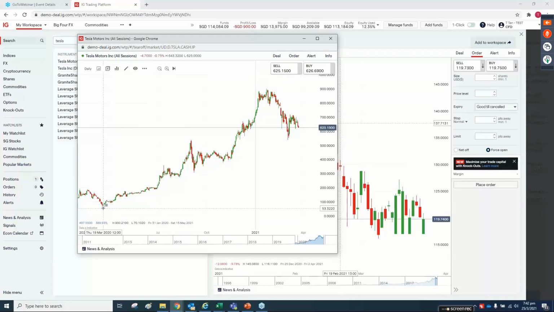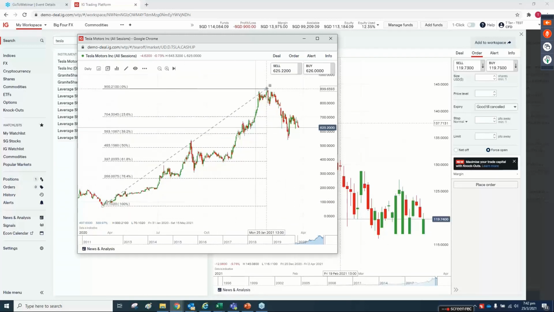Okay, in this case, I will go back all the way to the start of the pandemic. So here, connect to the high, you stretch it out a little bit. All right, so where are the three key levels? 38.2, 50, 61.8. So 38.2, yes, we saw a bounce. All right, it has bounced off.